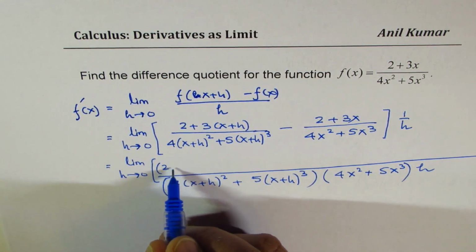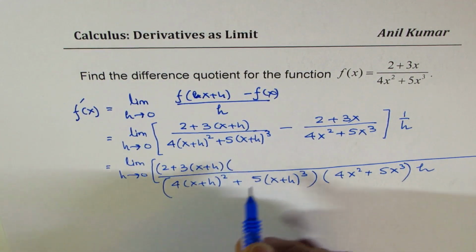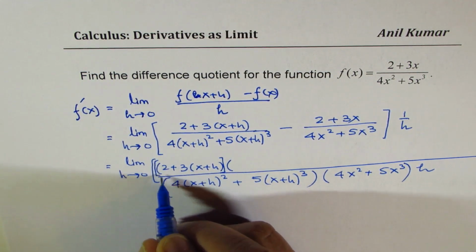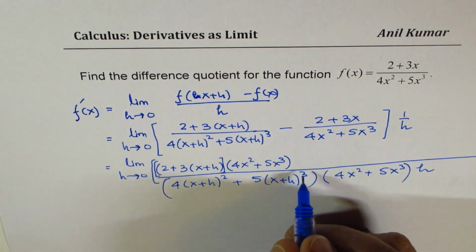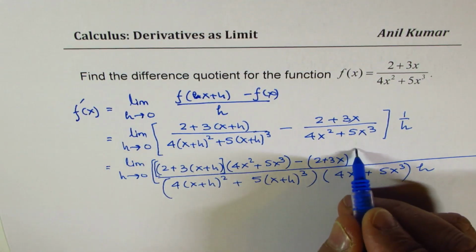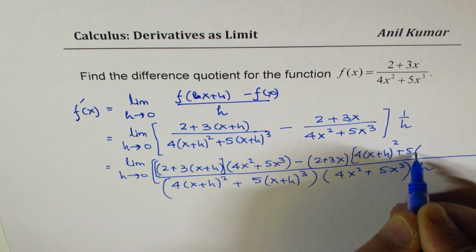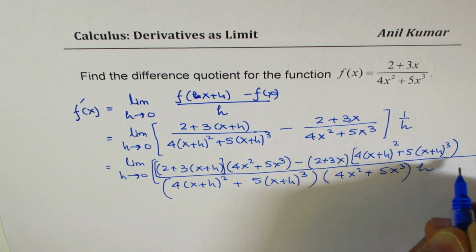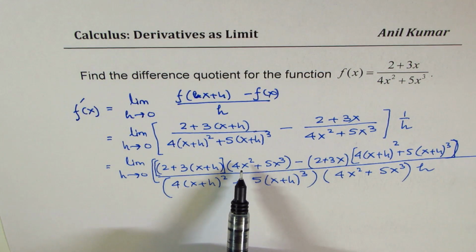So we get (2 plus 3 times (x plus h)) times all this. So let me put this in square brackets, otherwise we might make a mistake. So we get [4x squared plus 5x cubed], minus (2 plus 3x), I'm putting this in brackets, multiplied with all this, in square brackets: [4 times (x plus h) whole squared plus 5 times (x plus h) whole cubed]. So I hope up to now things are clear. Now the only thing which you have to do is open up the numerator, which is huge, simplify, and then get your answer, right?